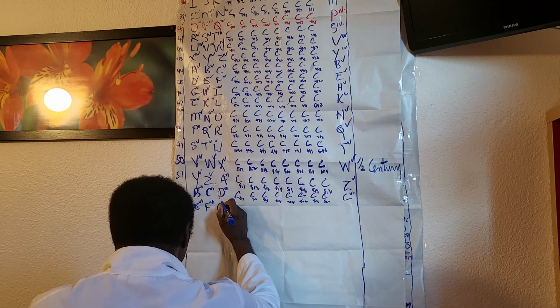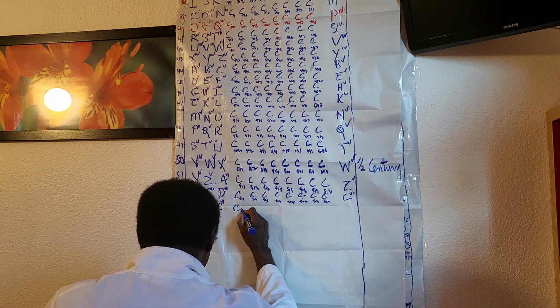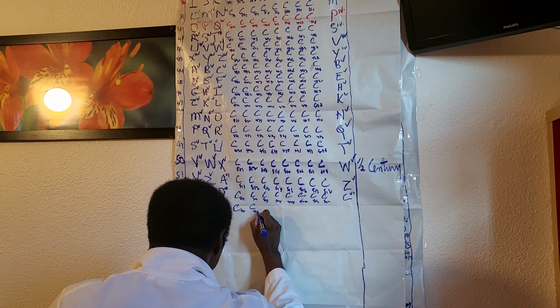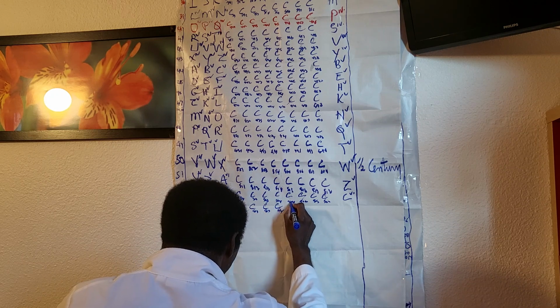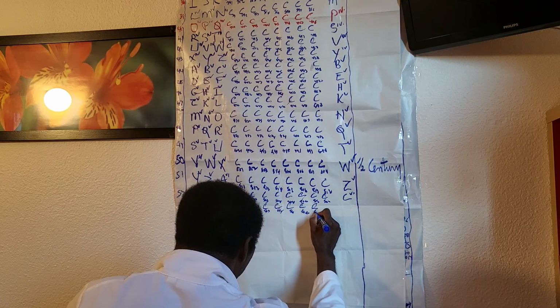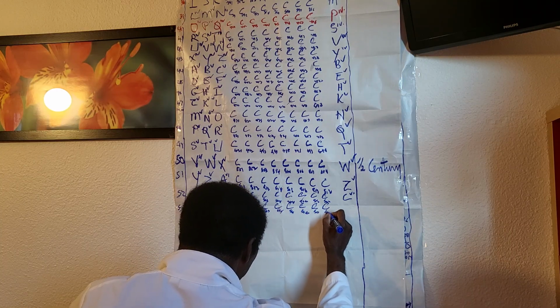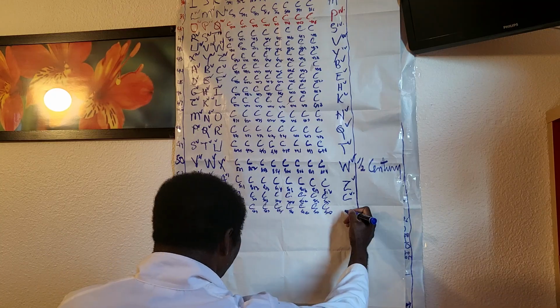V1, V1, V1, and here we have C53-1, C53-2, C53-3, C53-4, C53-5, C53-6, C53-7, and C53-8. And we have now F.